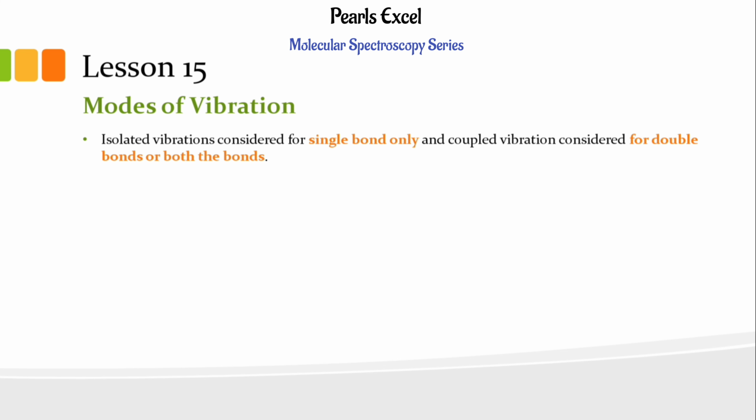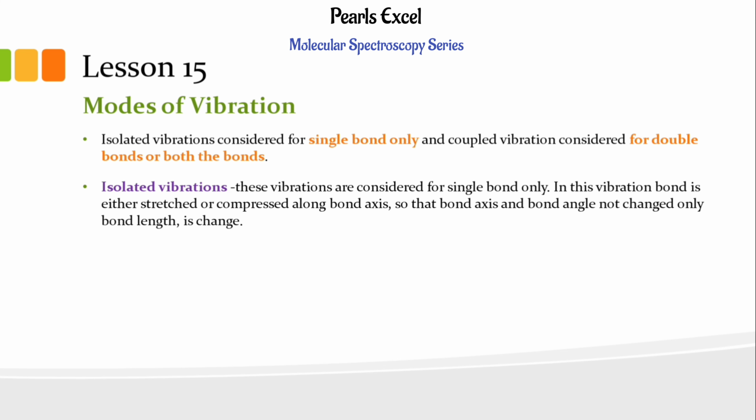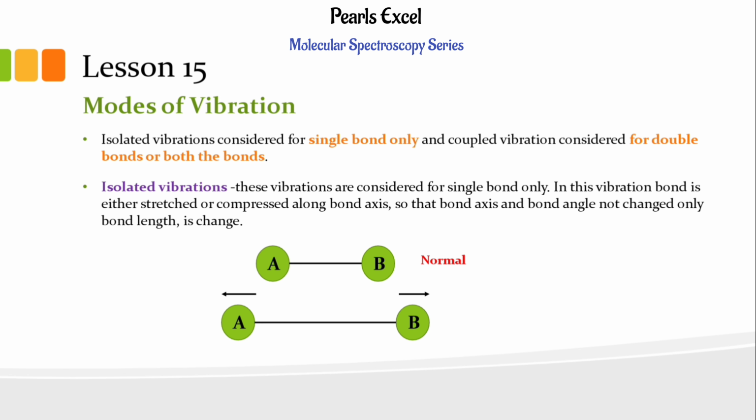Now let's get started with isolated vibrations. These vibrations are considered for a single bond only. In this vibration, the bond is either stretched or compressed along the bond axis, so that bond axis and bond angle are not changed, only bond length is changed. You can clearly understand this from the below diagram.